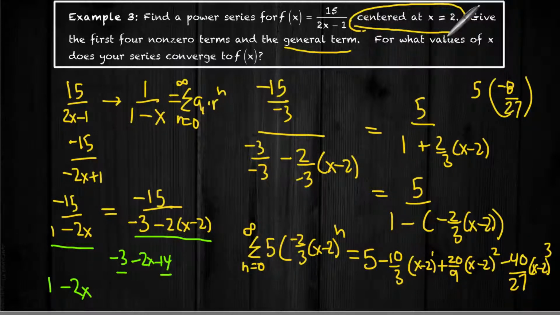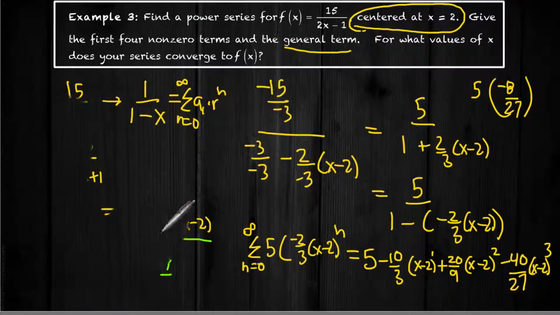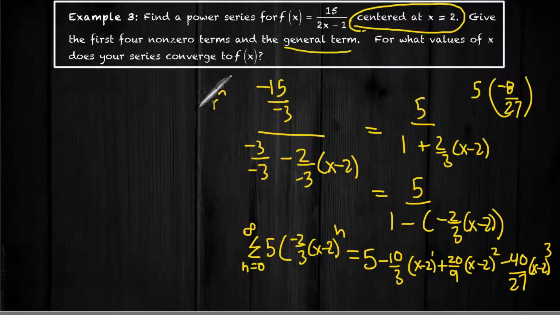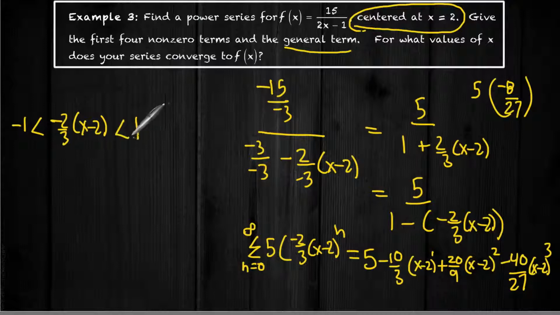And then the last thing they want us to do is figure out what values of x this series converges to. So we're going to need a little bit more space here, so let me erase some of this. We said last time that a geometric series will converge as long as the R is between negative 1 and 1. So let's write that out. Negative 1 must be less than the R. Our R is all of that, so negative 2/3 times x minus 2, and less than 1.